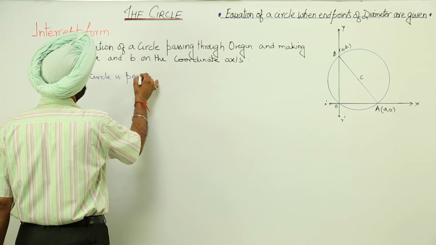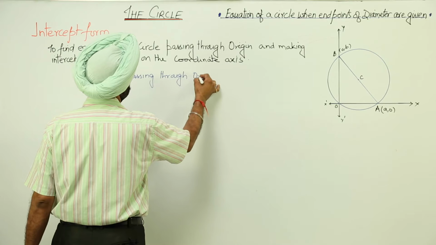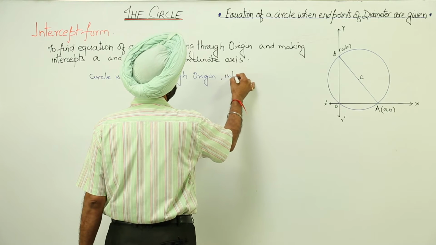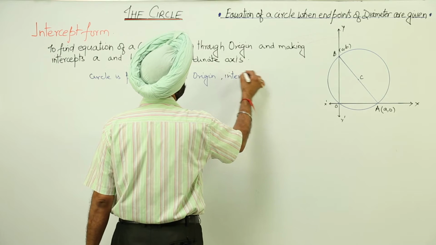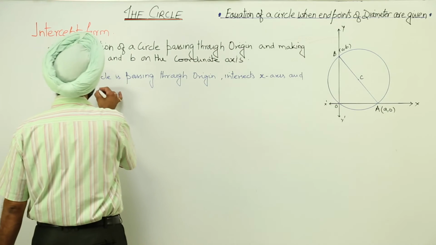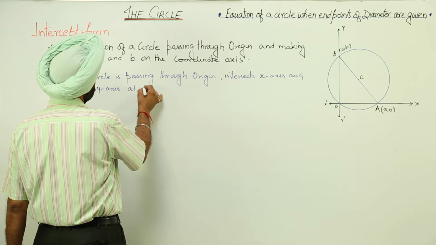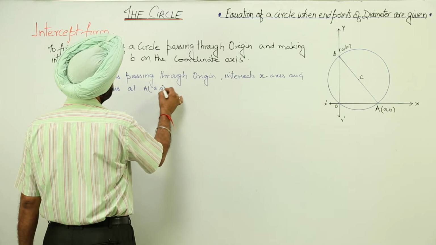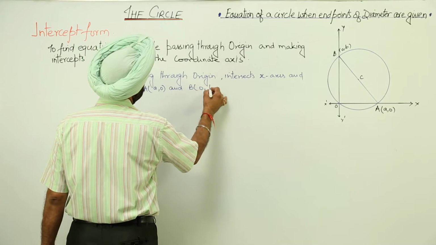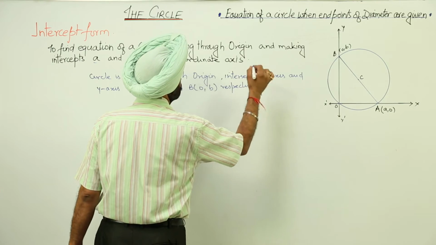Circle is passing through origin, intersects x axis and y axis at a comma 0, as it is given a and b, and 0 comma b respectively.